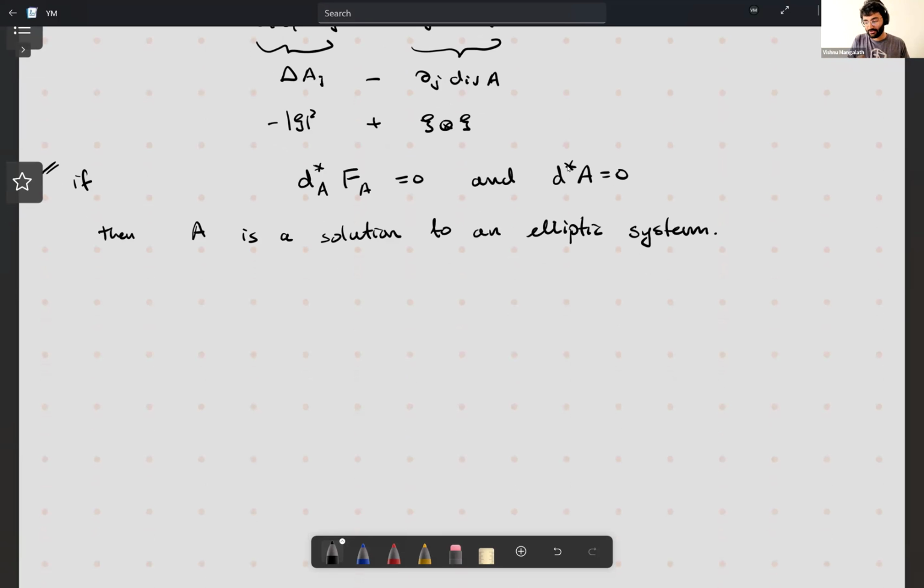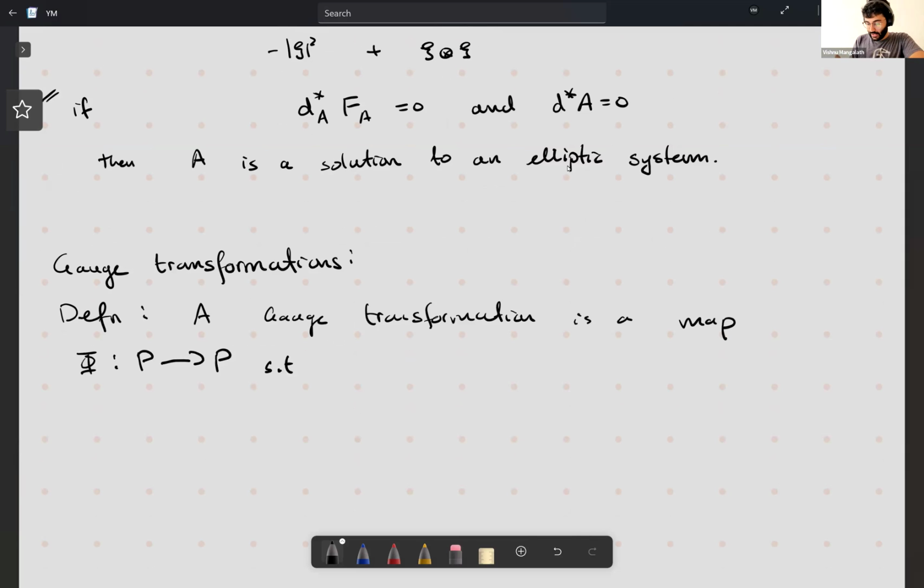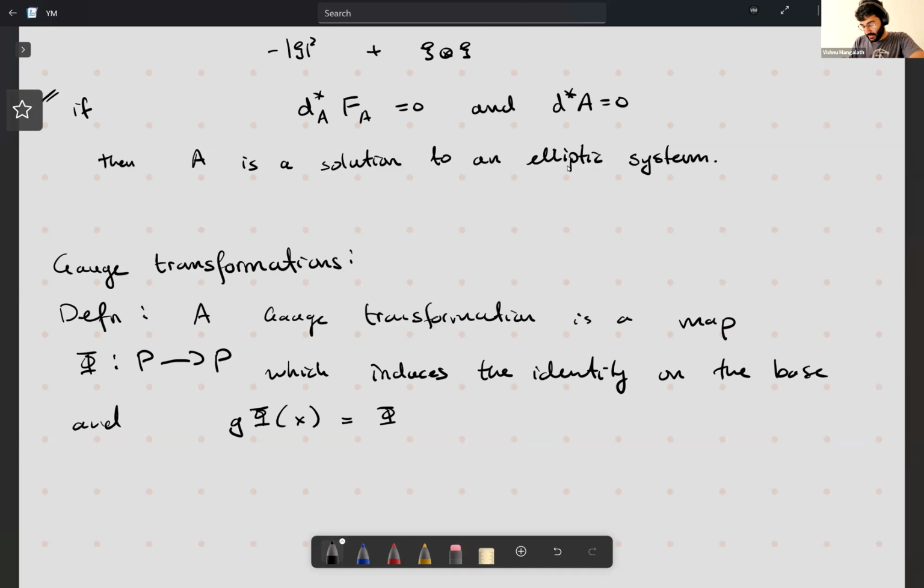Okay, so for that, let me just talk a bit about gauge transformations. So just write down a definition. A gauge transformation is a map, capital Phi from P to P, such that it induces the identity on the base and it satisfies this property here: g phi of x equals phi of gx.